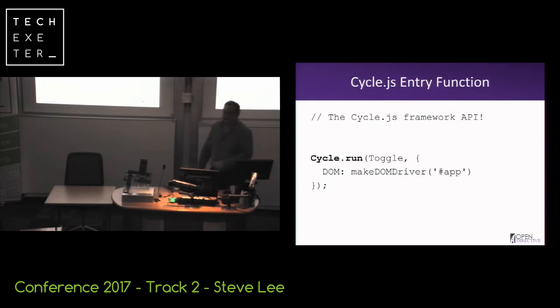So here we are. This is it. This is a Cycle entry point. I mean, that is the Cycle API, cycle.run. That's all there is to it.